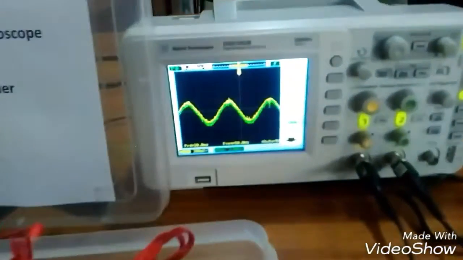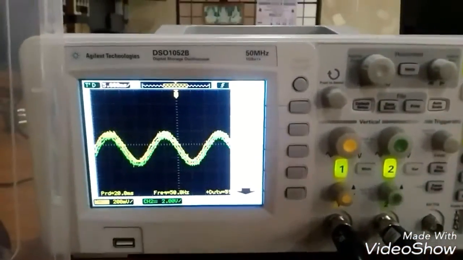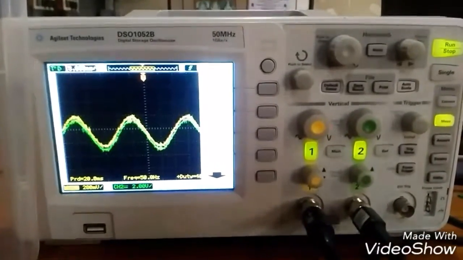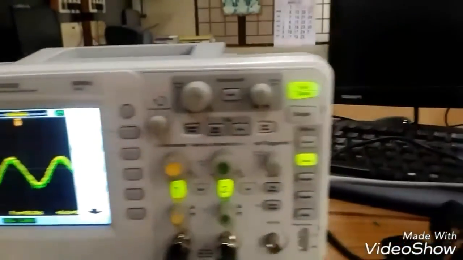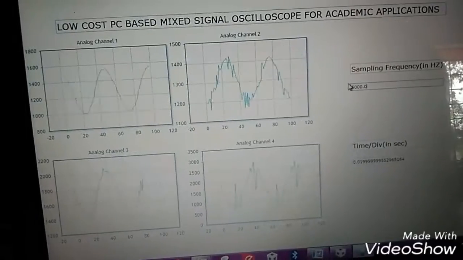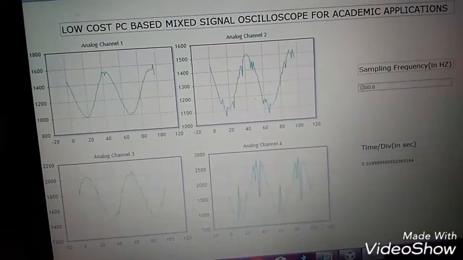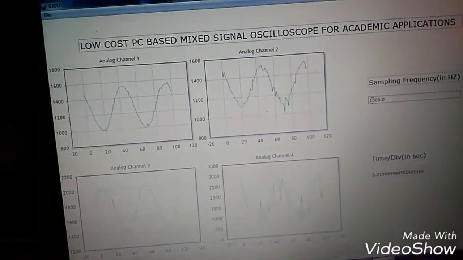We have developed the standalone GUI, that is graphical user interface, with 4 analog channels which can display the analog signals with the help of the C2000 microcontroller. The sampling frequency and the time per division is also displayed in the GUI. Thus, the current and the voltage waveforms are obtained in the standalone GUI using the C2000 microcontroller.